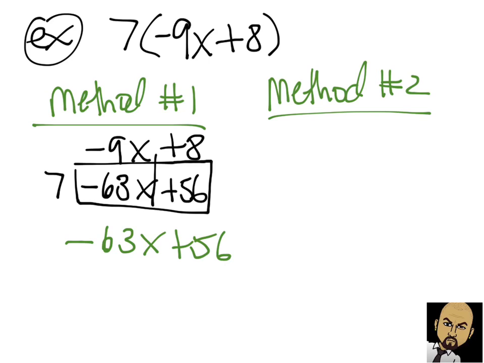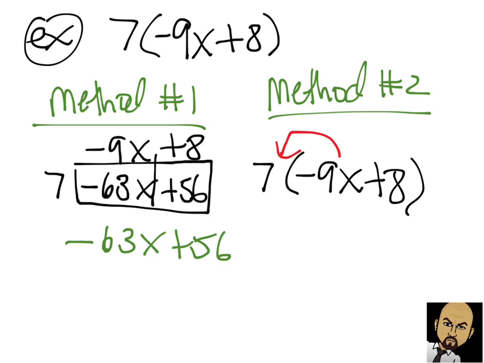The other method, method number 2, which is just the rocket launcher method, is the same thing: 7 times the quantity of negative 9x plus 8. So everything inside is going to be multiplied by 7. The first term is negative 9x, and you're going to multiply by 7. Negative times positive, negative. 9 times 7 is 63, times x. Then don't forget to multiply the second term, positive 8, by positive 7. Positive 8 times positive 7 is positive 56, because a positive times a positive is positive. And then you end up with negative 63x plus 56.